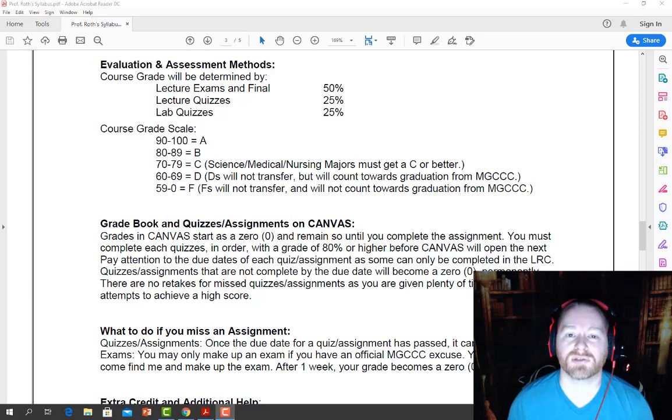Again, they're all going to be 0s until you complete them. Don't let that throw you off. It's the way that most online classes do things now anyway, so that way you know exactly what your grade is at any one given point in time.